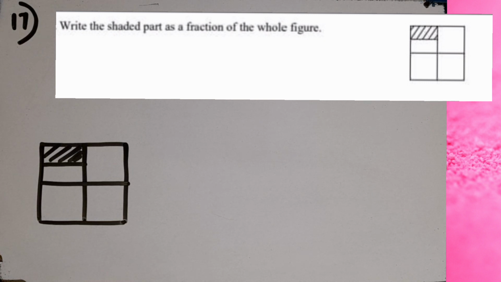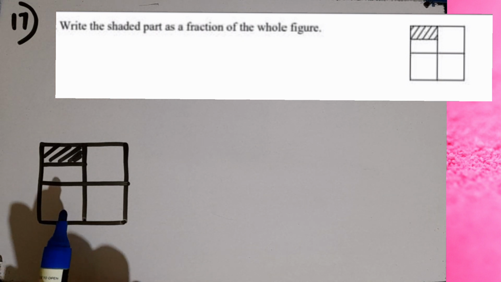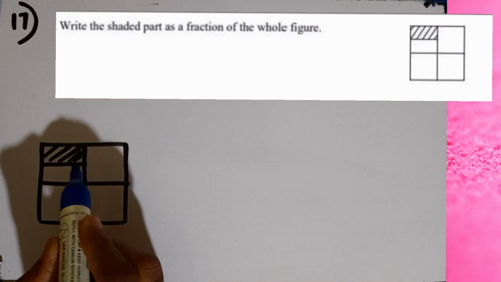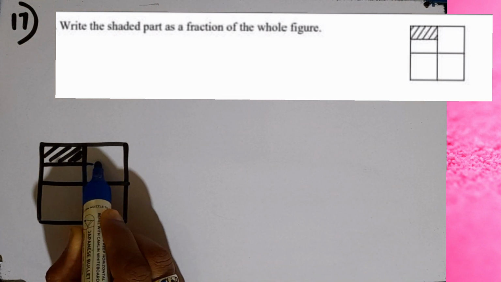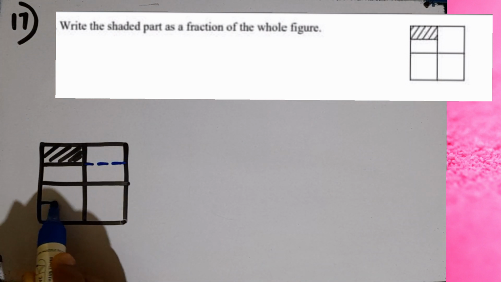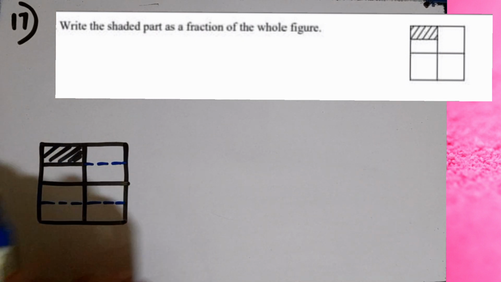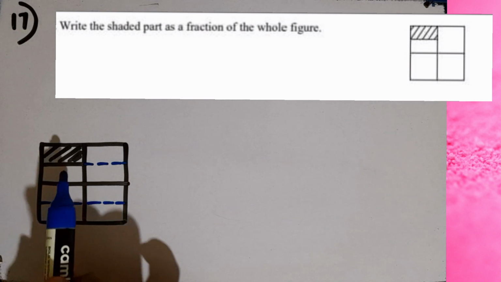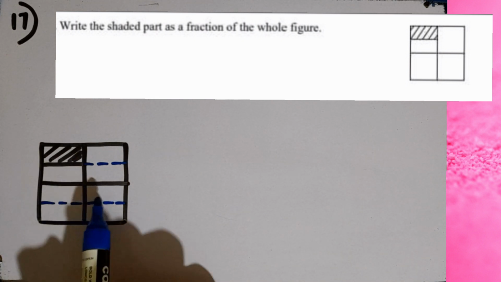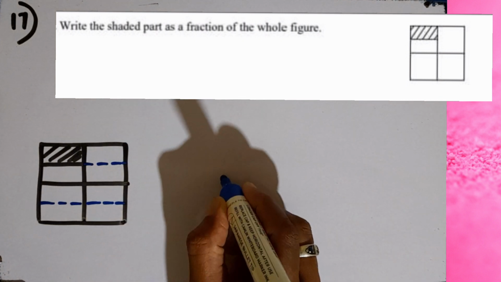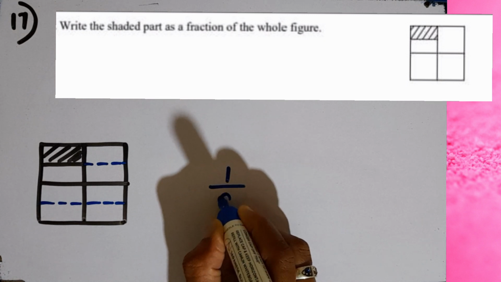Question number 17. Write the shaded part as a fraction of the whole figure. This is the figure given for us. So I can separate the figure like this into equal size parts of the shaded part. So how many parts are there? 1, 2, 3, 4, 5, 6, 7, 8. So the fraction is 1 over 8.